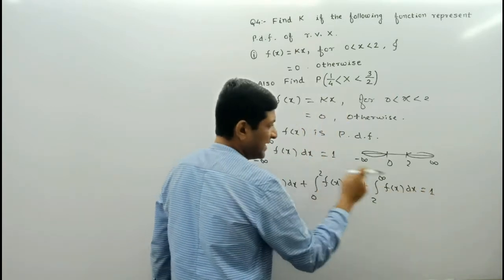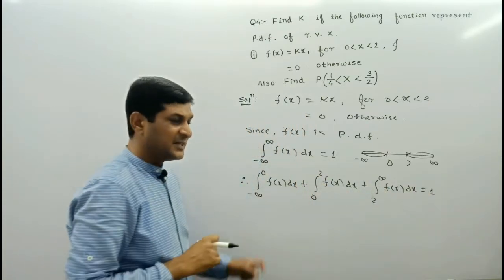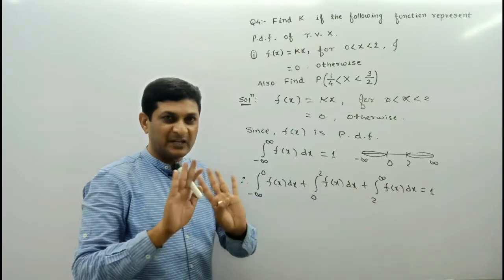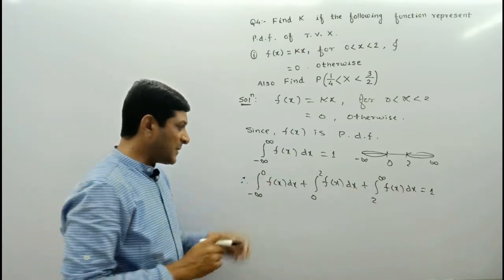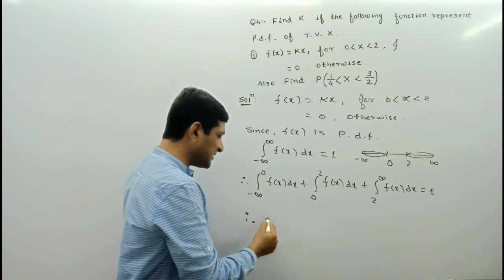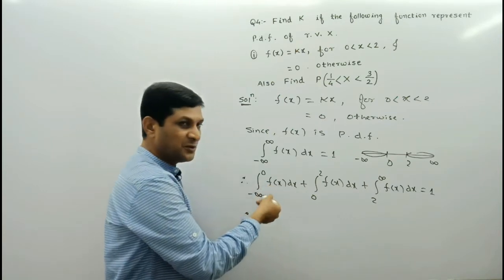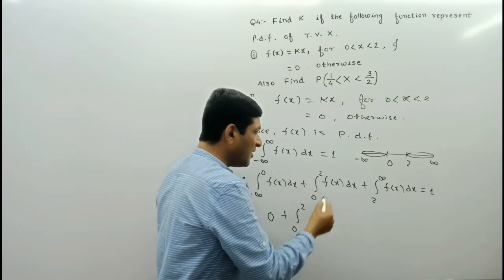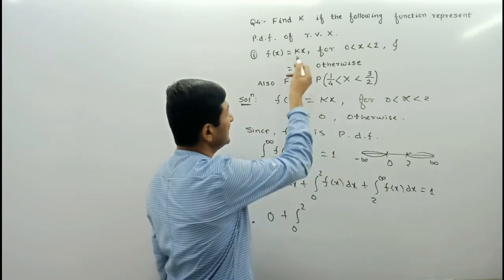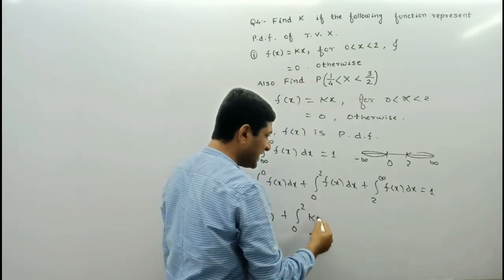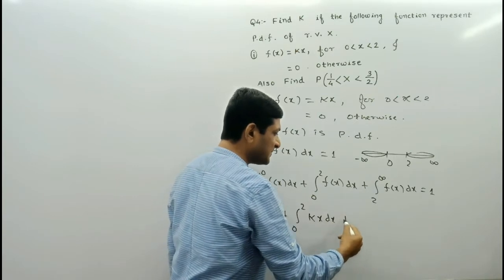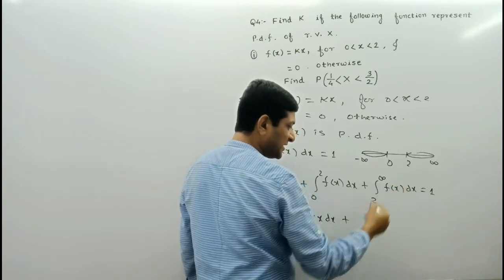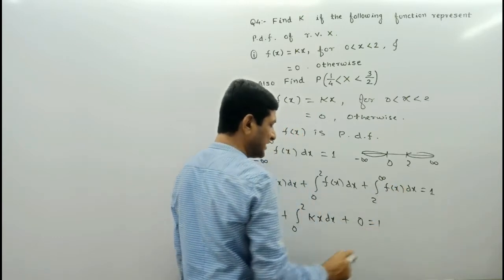And on the right hand side, what is it? 1. On the right hand side, 1, keep it as it is. We have just split minus infinity to plus infinity into three parts. In the first part we have already seen that the value of f of x is 0, so integration of 0 will be equal to 0. Between 0 to 2, the value of f of x is kx, so kx dx, keep it as it is, plus in the last part f of x is 0, so integration of 0 will be 0. On this side 1, keep it as it is.